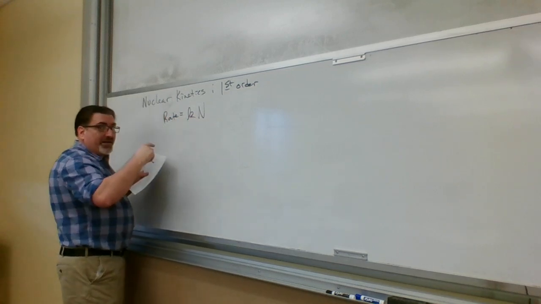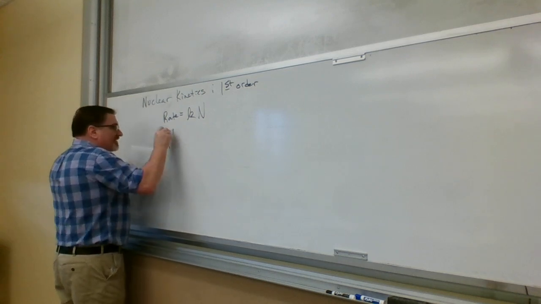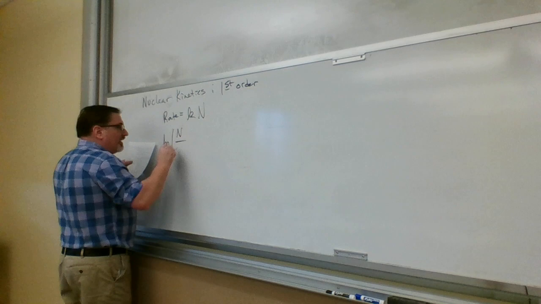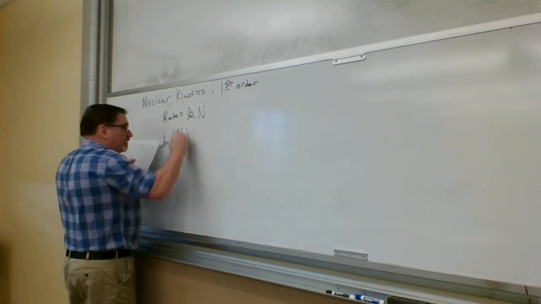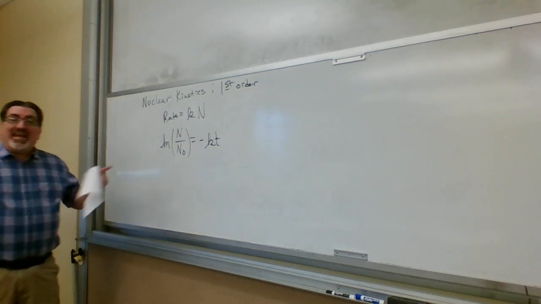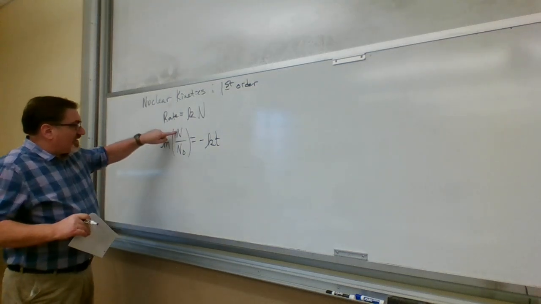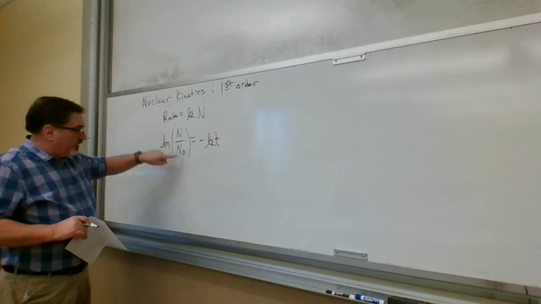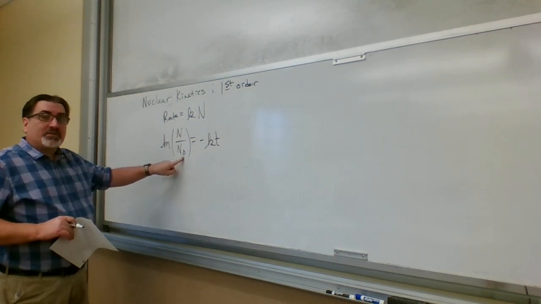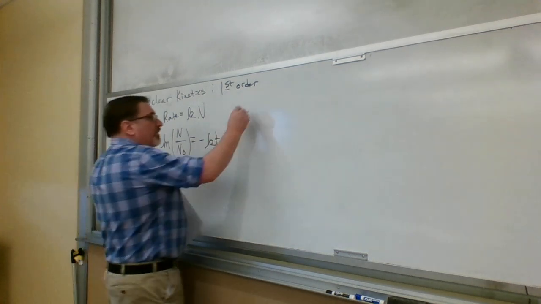First order integrated rate law, thinking all the way back to that chapter, means that the natural log of N over N0 equals minus kt. Again, we're using N's instead of A's like we did in class before. So this N is at a later time. The subscript 0 is for the original time. Equals minus kt.